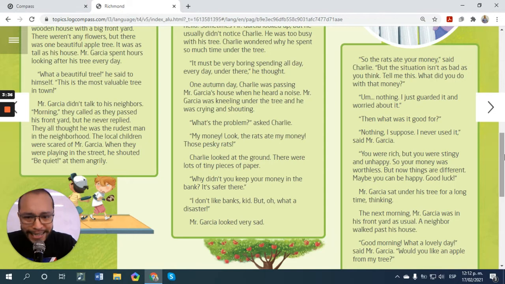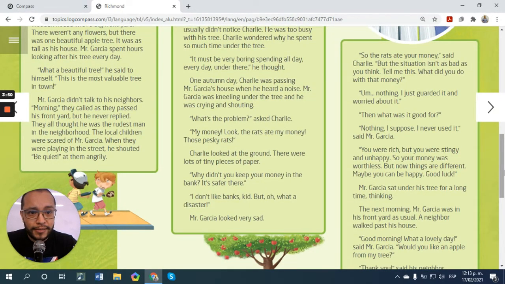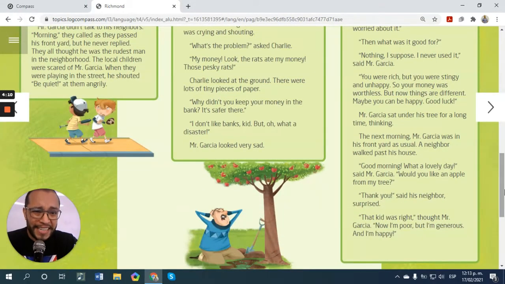"Why didn't you keep your money in the bank? It's safer there." "I don't like banks, kid, but what a disaster." Mr. Garcia looked really sad. "So the rats ate your money?" said Charlie. "But the situation isn't as bad as you think. Tell me this. What did you do with that money?" "Nothing. I just guarded it and worried about it." "Then what was it good for?" "Nothing, I suppose. I never used it," said Mr. Garcia. "You were rich, but you were stingy and unhappy, so your money was worthless. But now things are different. Maybe you can be happy.